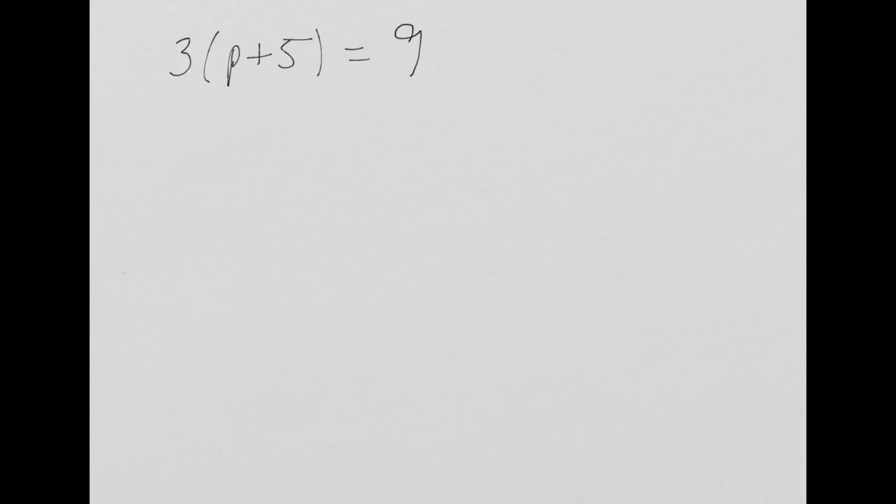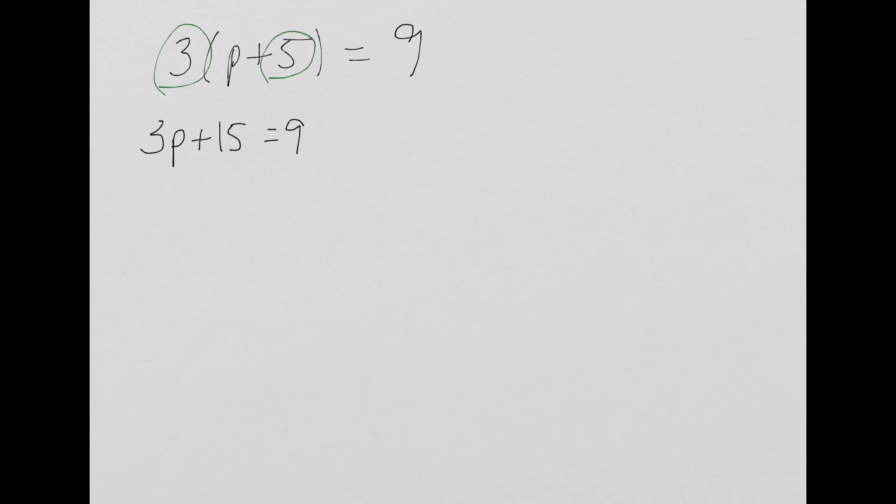Ask yourself why my variable is not by itself. Well, it's not by itself for a couple reasons. It's not by itself because we're adding 5 and we're also multiplying by this 3. So it's up to you what you do. You can either, and I'll do it both ways, distribute that 3, so I get 3p plus 15 equals 9.